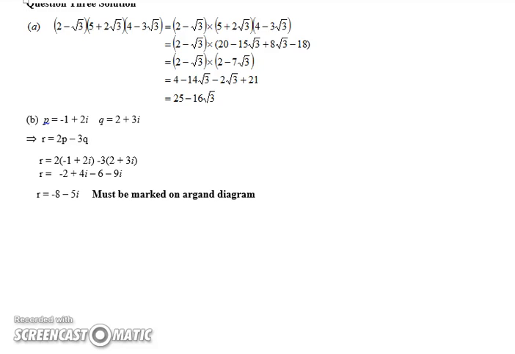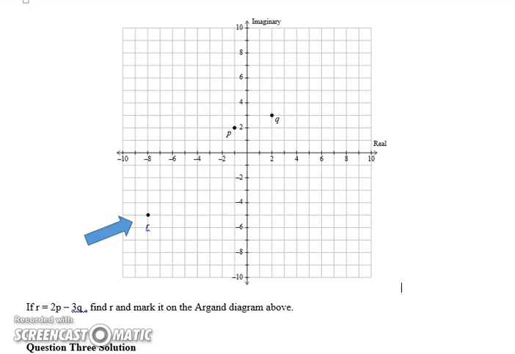So we just multiply it out and collect our terms and get negative 8 minus 5i. We're told to mark this on the diagram. So make sure you do come back and put R on the diagram in the correct position. Negative 8 minus 5i.